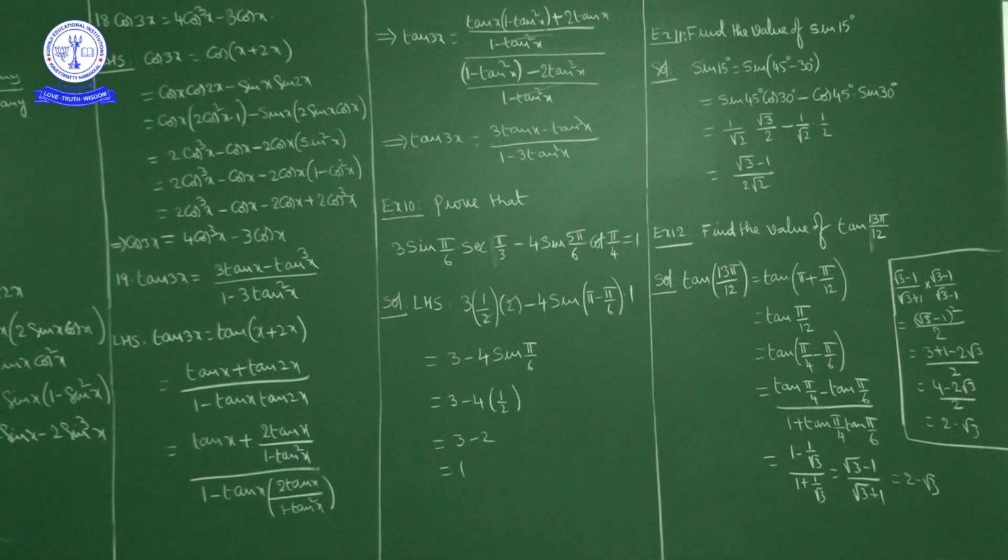Now the tan 2x formula, which we just discussed, is 2 tan x by 1 minus tan square x. So wherever there is tan 2x, write in its place 2 tan x by 1 minus tan square x. So tan x plus 2 tan x by 1 minus tan square x, upon 1 minus tan x into, in place of tan 2x, 2 tan x by 1 minus tan square x.